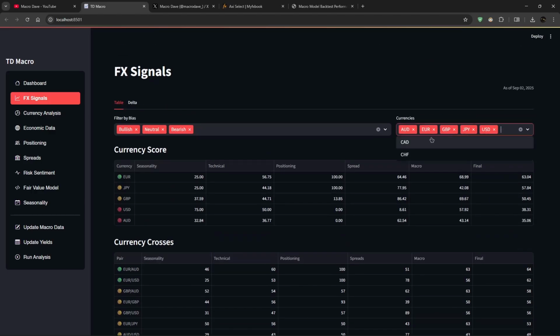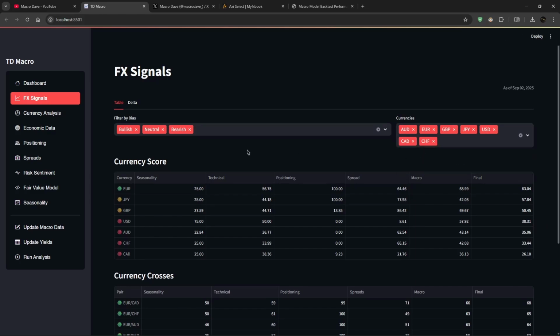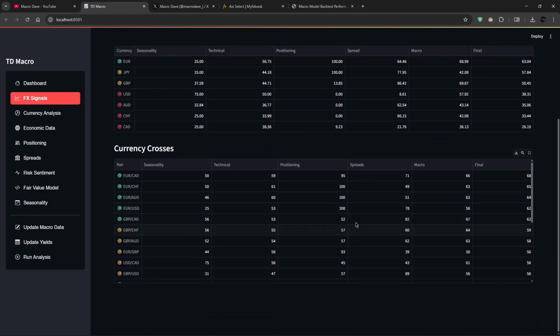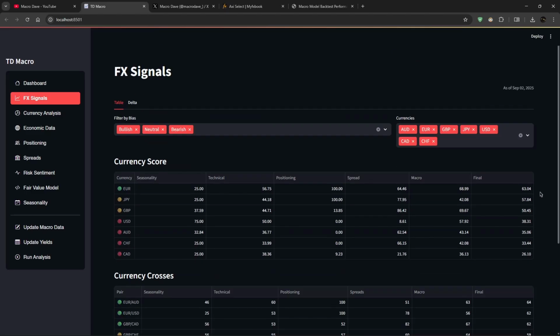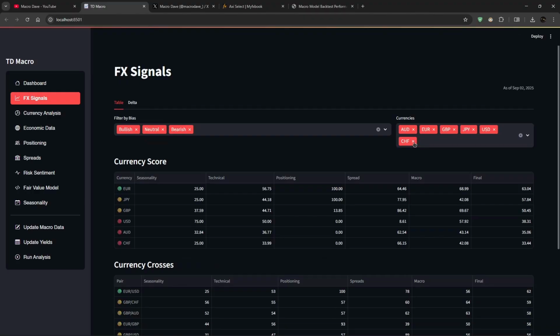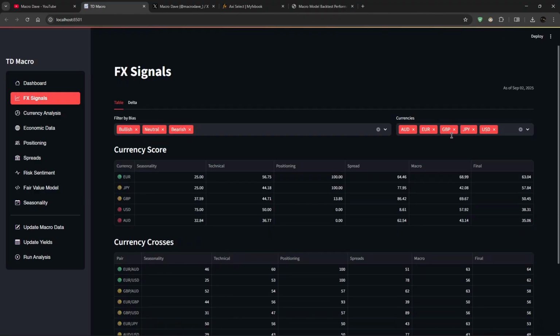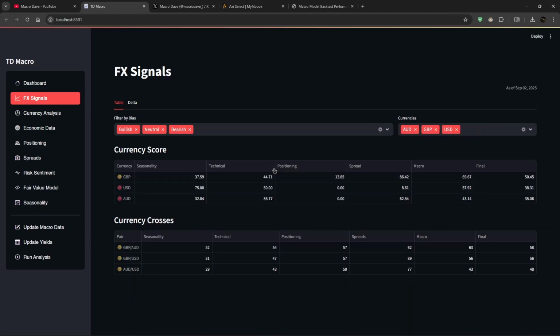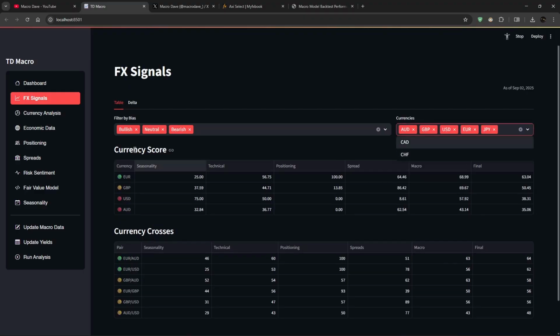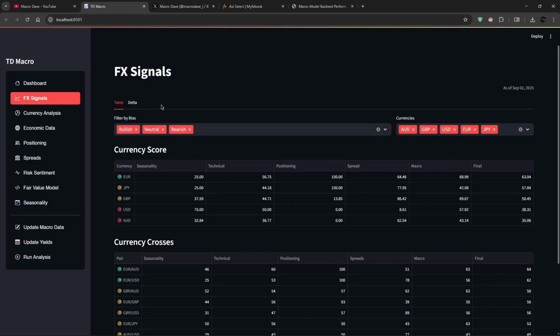And by the way, I have CAD and Swiss franc here, which I can add, but I don't trade these, so this is why I did not add them. But when I add them, you can see that now CAD JPY and Swiss franc JPY is the most bearish. So I don't trade CAD, but when this is released to the public, you can simply pick what currencies you want to choose. So if you don't trade, say, the Japanese yen or euro, you can only look at AUD, GBP, and USD right here. So that's a cool feature that I added right there. So that's the main table, the main FX signal table that gives you the absolute level of a score.